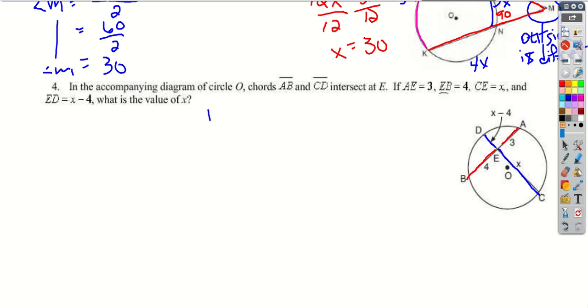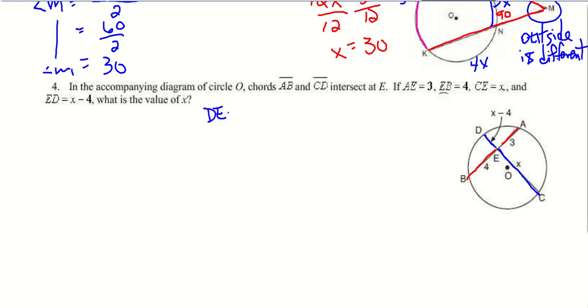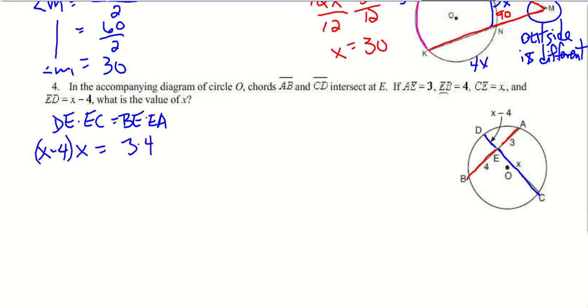All right, so we're going to do DE times, now I'm going to move over a little bit because I know what's happening here. We are going to get a quadratic, people. So DE times EC equals BE times EA. So part times part. That's a terrible looking angle, by the way. All right, so here we go. DE is x minus 4 times EC, which is x, equals 3 times 4 on the second one.